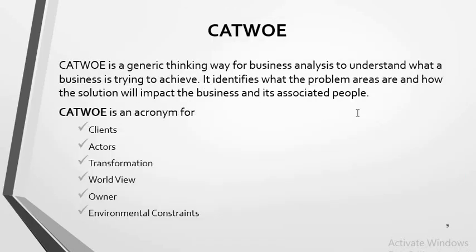The next technique is the CATWOE technique. It's a generic thinking way for business analysis to understand what a business is trying to achieve. It identifies what the problem areas are and how the solution will impact the business and its associated people. CATWOE is an acronym: C for client, A for actors, T for transformation, W for worldview, O for owner, and E for environmental constraints.